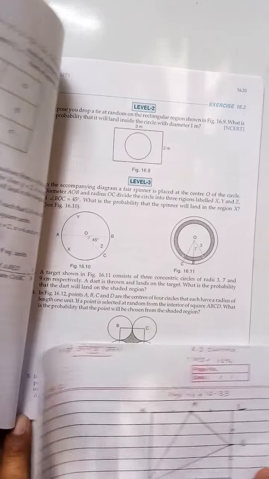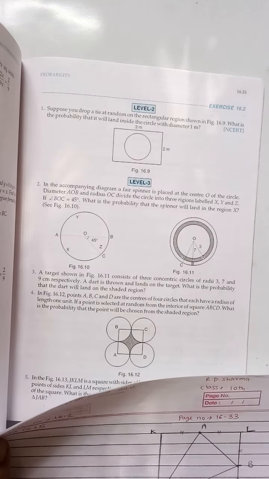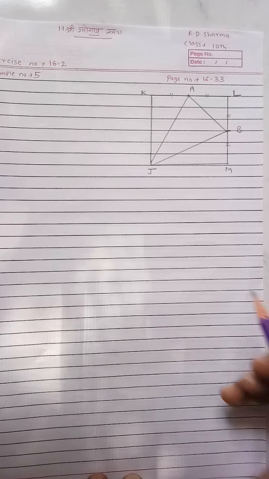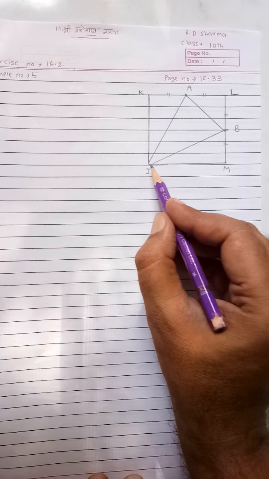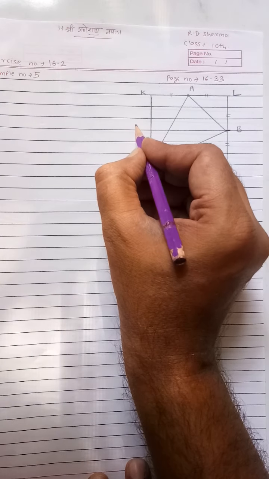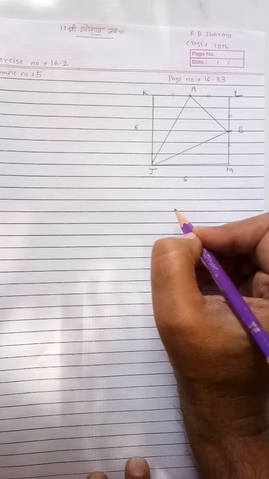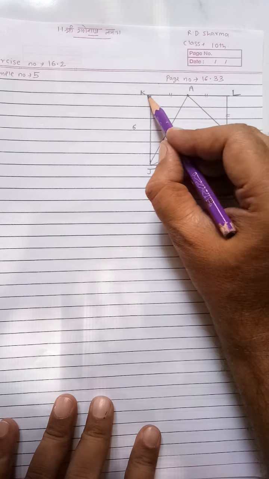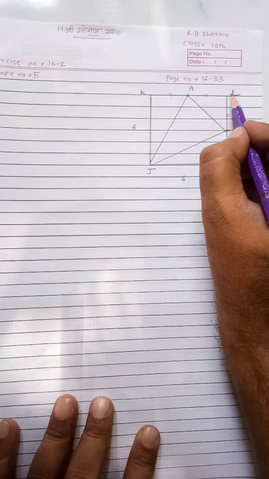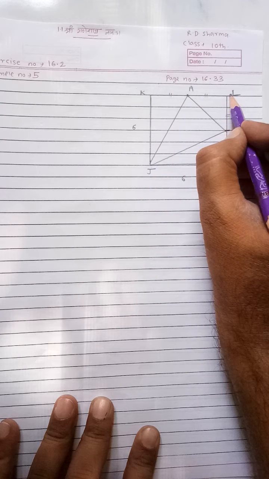Here this one is a square KJML. Length of side of square is 6 units. Each side is 6 units. A is the midpoint of KL. Here we know each side is 6 centimeter. A is the midpoint of KL.